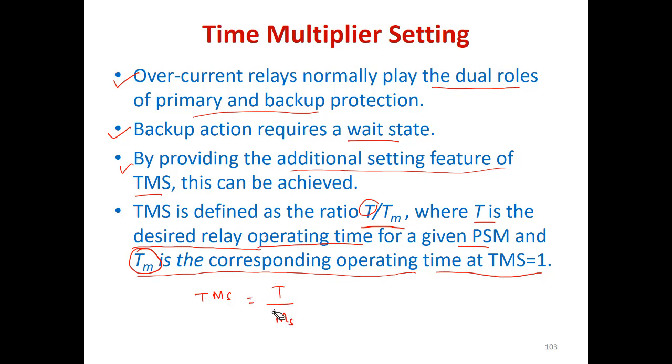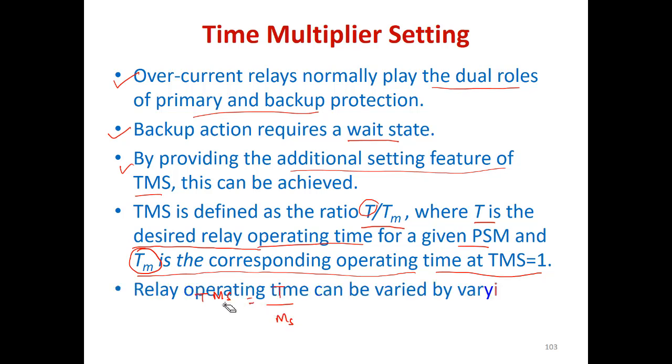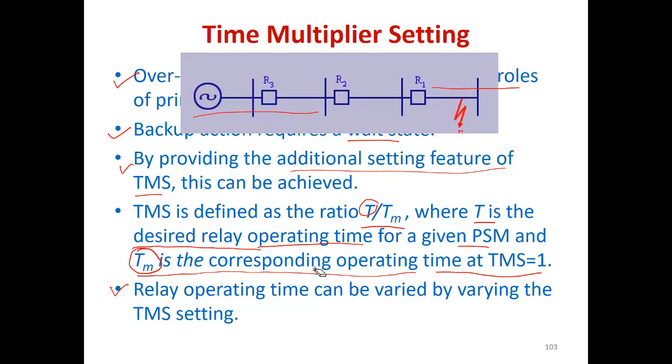Therefore, your relay operating time can be varied by varying the TMS setting. Your relay operating time will vary by just varying the TMS setting, and we can get different time settings for the relay. So let us consider this example. This is a feeder illustration, in fact.